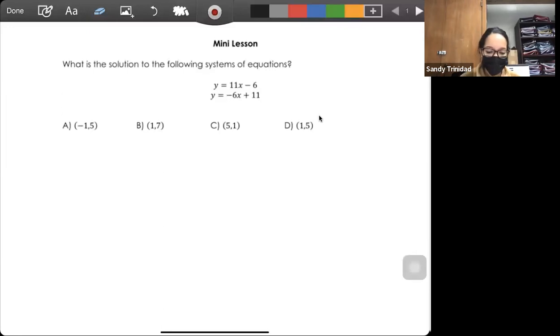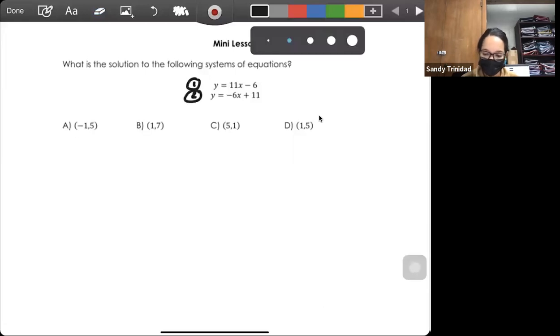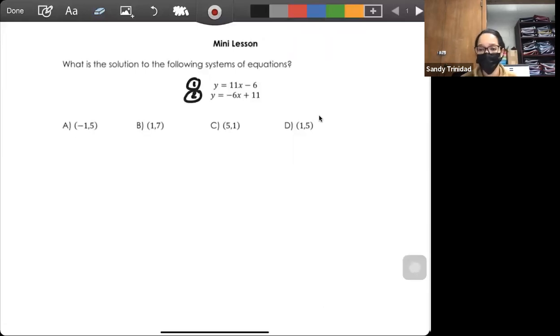Forward, okay? So what is the solution to the following systems of equations? It's a multiple choice question, which means one of these four points is the solution to that system. There's one of these four points where both of these lines intersect, right? One of these four points, either -1,5, 1,7, 5,1, or 1,5, is the point where these two lines, 1 and 2, intersect. And we have to figure out which one of those is true.